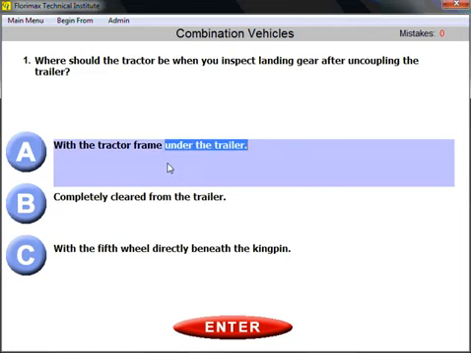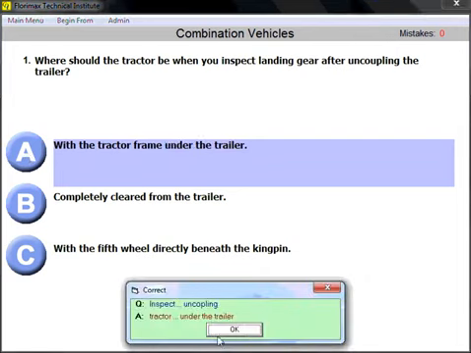Okay, tractor frame. Again, safety first. You have to ensure safety. While you inspect landing gear, leave the tractor frame under the trailer. So when you inspect, that's a key word, it should be under. When you make sure, you can clear it out. So you inspect after uncoupling, tractor should be under the trailer.